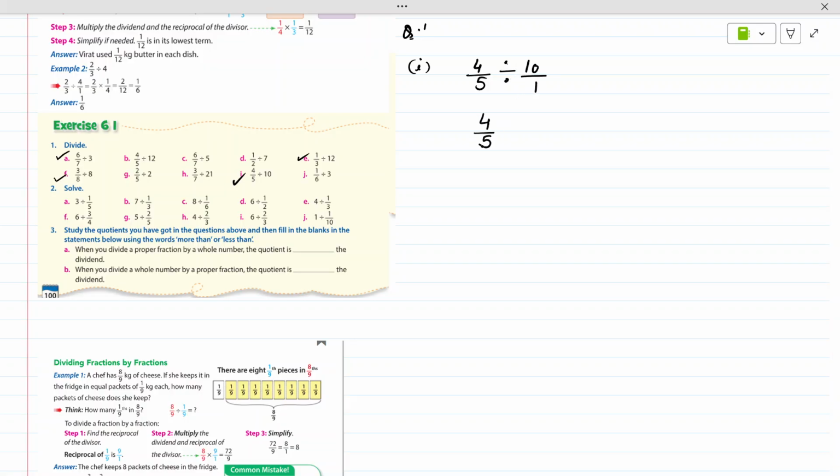Second step, change division to multiplication. At the same time, take the reciprocal of the divisor. So 10 by 1 will be 1 by 10. So this is the lowest form, this is the lowest form.